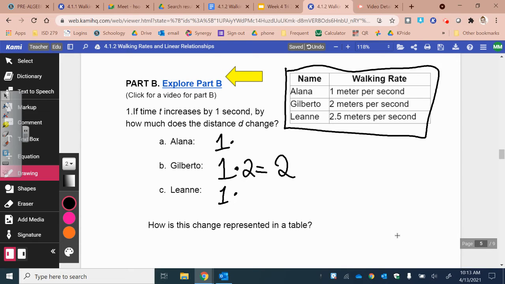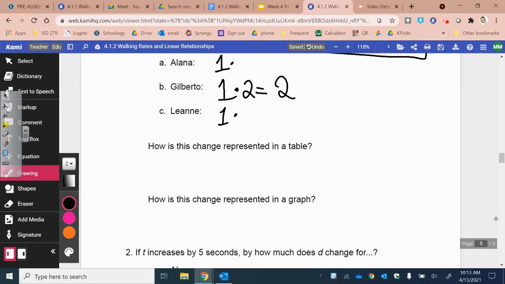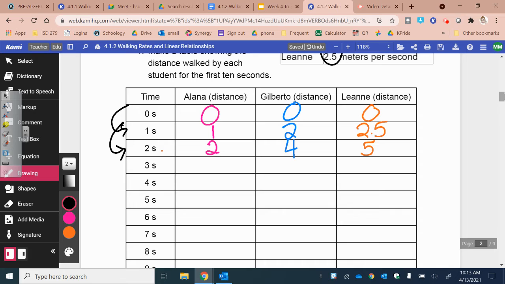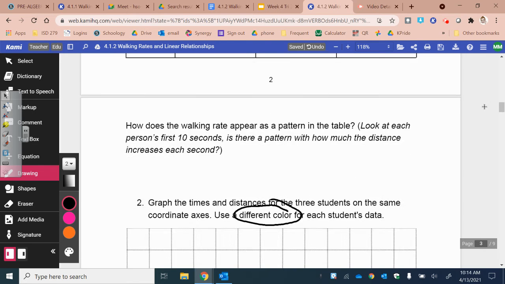And then they ask you, how is this change represented in a table? So back when we did the table right here, remember every time you go down a row, that's showing 1 more second. So think about, okay, what's being added every row? So I see that 1 is being added every row here. What could you see as the pattern in this? Think about what those patterns are. How are you seeing that walking rate show up in a table?